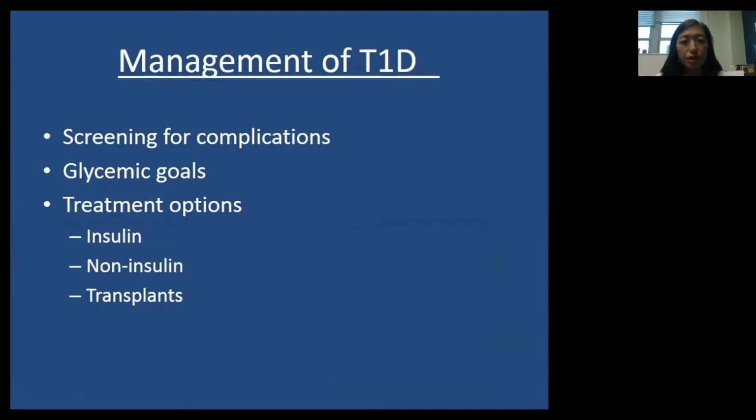And so let's turn now to how we manage those who've been diagnosed with type 1. Oftentimes, as endocrinologists, we tend to see patients who've already been diagnosed by their primary care physician or been in the hospital and are coming to us as follow-up with type 1 diabetes. So we'll go over different things to screen for in terms of complications, glycemic control, and treatment options, including insulin, non-insulin agents, and potential transplants.